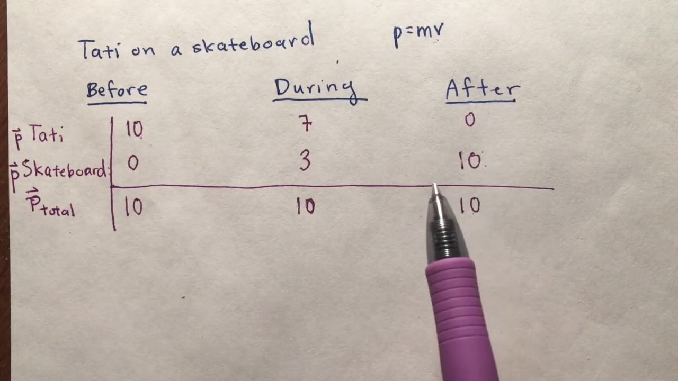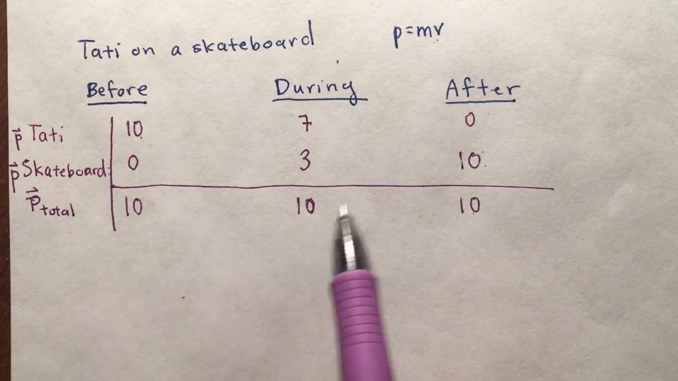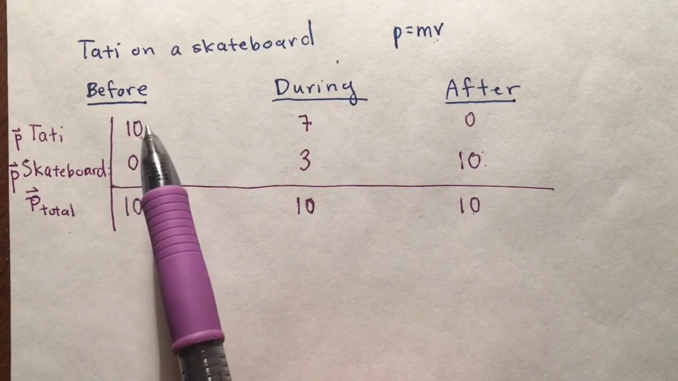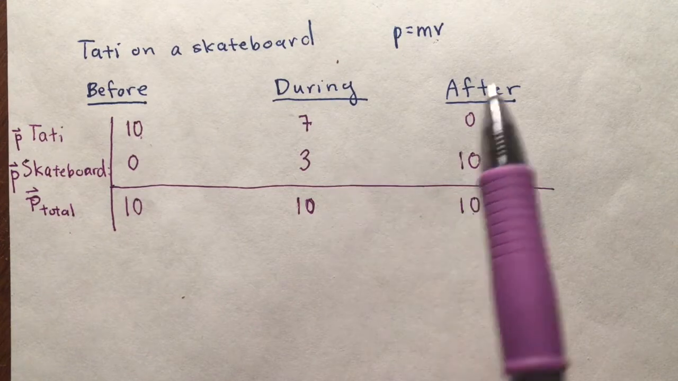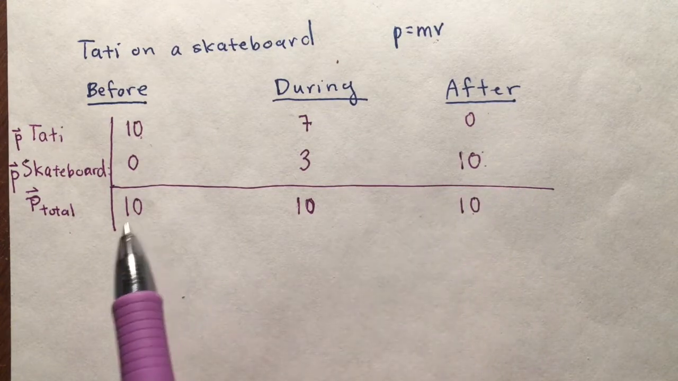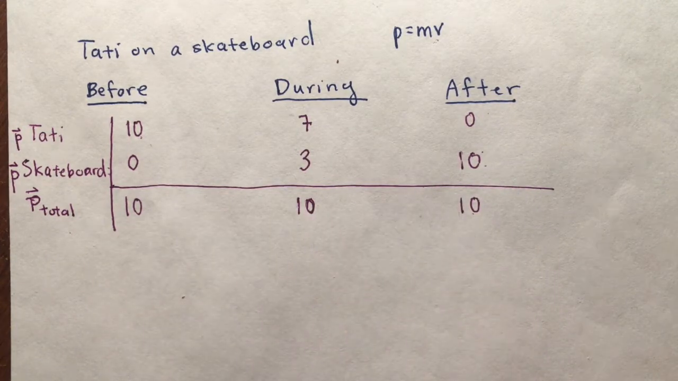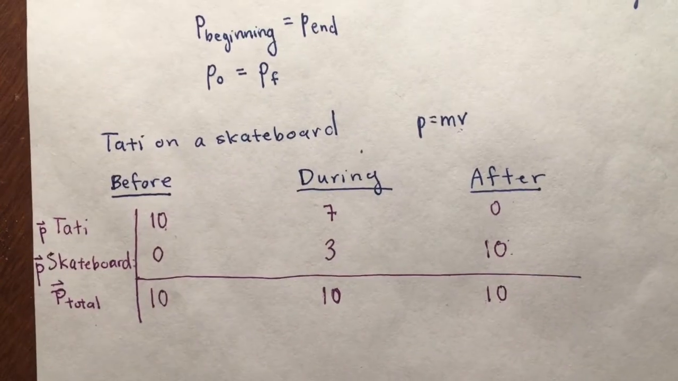No matter how you split it, you still have $10 altogether. So the momenta of the individual components of the system can change, but the total momentum of the system is always going to stay the same. The momentum of the skateboard at the end is 10. Why is it moving so much faster than when I had a momentum of 10 at the very beginning?